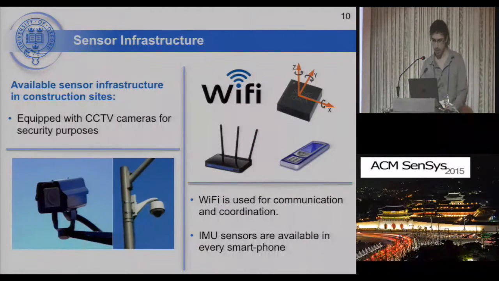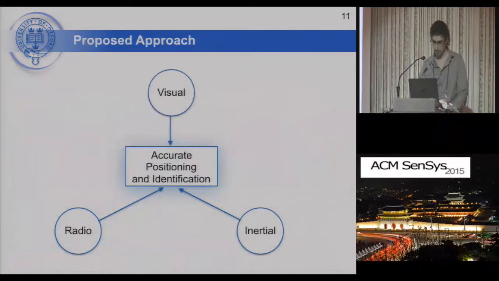Okay, so we talked about our objectives. Now we need to figure out what kind of sensors we can use. And luckily in construction sites, we can use a number of different sensors. First, construction sites are equipped with CCTV cameras for security purposes. And in addition, Wi-Fi is also deployed and is used for communication and coordination. Finally, in our system, we assume that IMUs are also available. So we use visual, radio, and inertial sensor modalities.